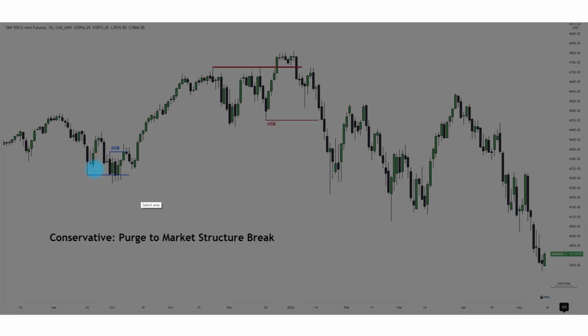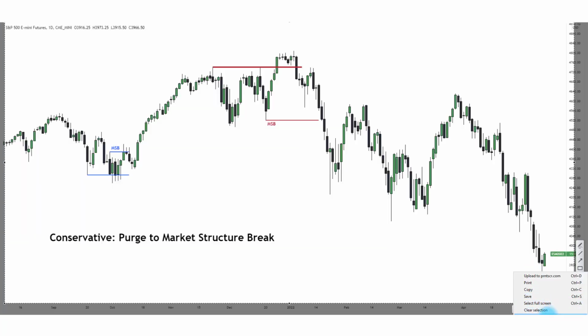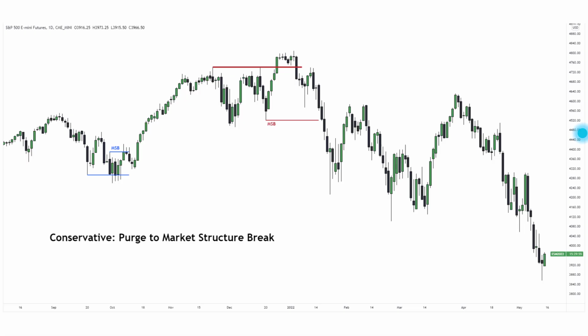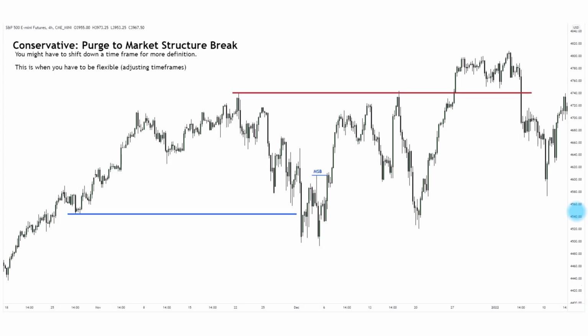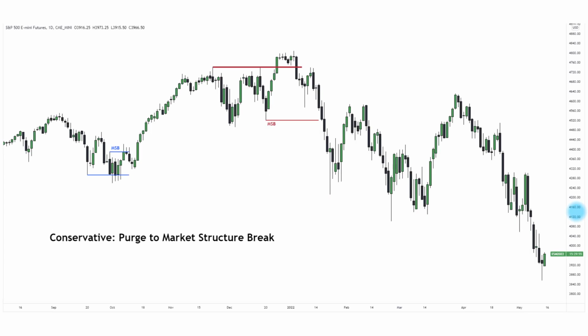It's where they have the purge to a market structure break. So they're waiting for highs here, and then they're waiting for that structure to break, or this one as well. Sometimes when it comes to purge to market structure break, you might have to adjust the time frames. So you might have to shift down a time frame for more definition. And again, this is when you have to be flexible.